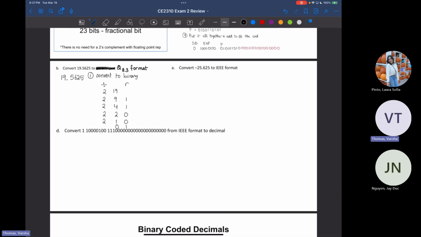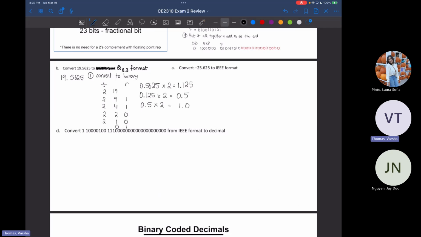So then let's convert the 0.5625 into binary as well. We're going to do this by multiplying it by 2. Let's see, 0.5625 times 2 gives you 1.125. From there, you take this fractional portion and you keep multiplying it by 2. So 0.125 times 2 is equal to 0.5. 0.5 times 2 is equal to 1.0. And we can stop because we've reached a 0 as the fractional portion.